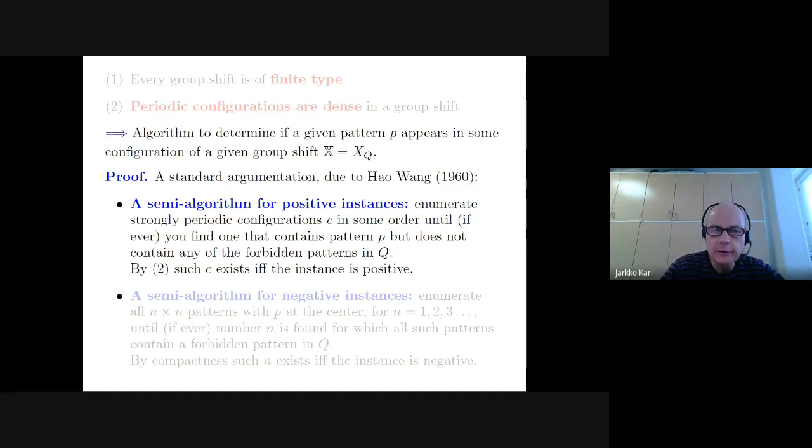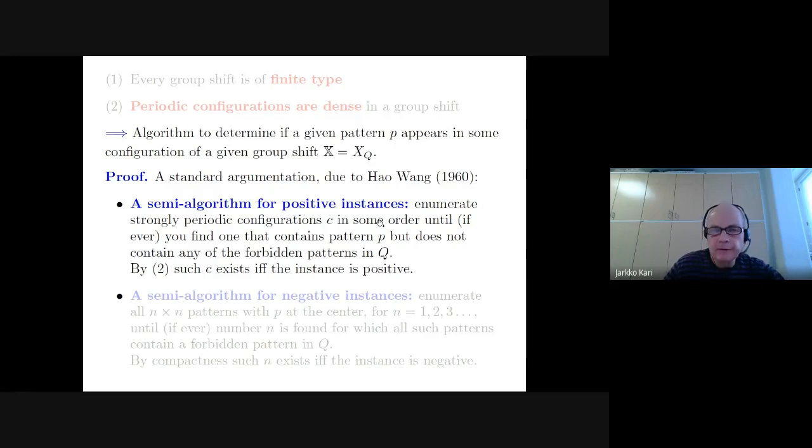But this is really a standard argumentation already by Wang. Wang was a very famous logician, who also introduced so-called Wang tiles and worked on computability theory, also on tilings, let's say. All right, so this is how the argument goes. You are given a pattern P that you want to test if it appears in some configuration, and then you are given also the finite set Q, which are the forbidden patterns that define a group shift.